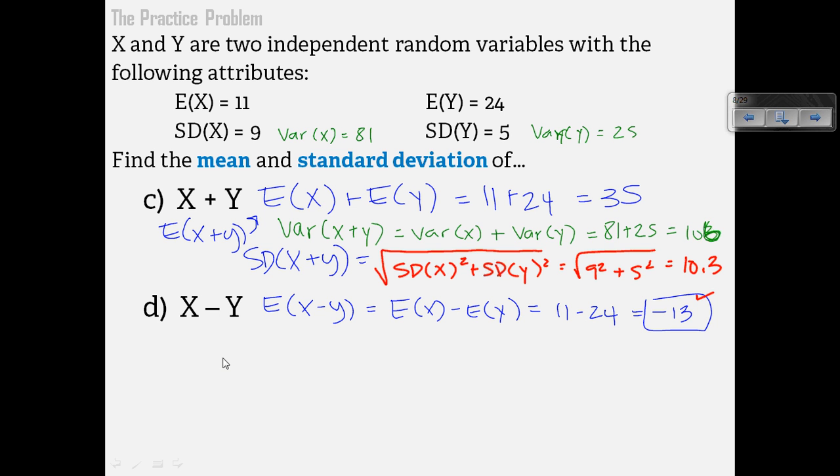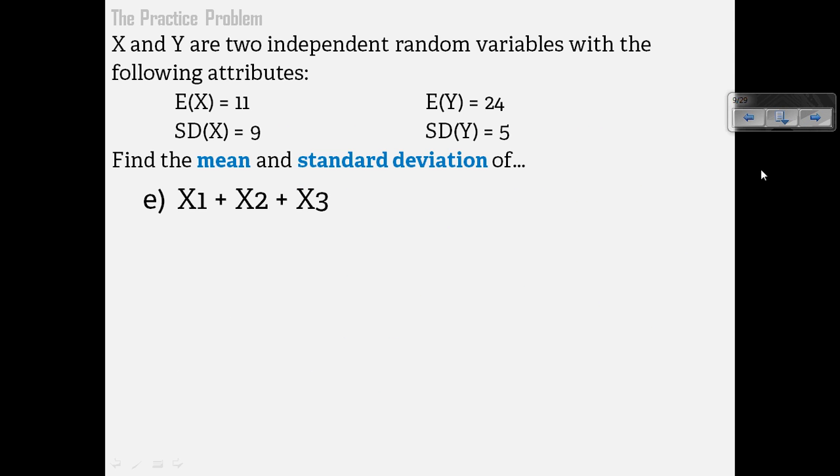So we're good. And then for standard deviation, what we need to remember is that regardless of whether we are adding or subtracting, we will always add in the formula. Since I already did that with part C, I should know that this is going to come out to exactly the same thing, because I'm still going to add when I use the formula. So it'll end up being the square root of the standard deviation of x squared plus the standard deviation of y squared, which is what we already did and got 10.3. So there's that. I'm going to stop there for a second.